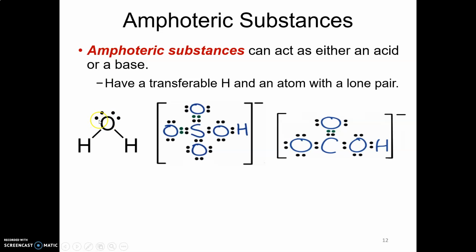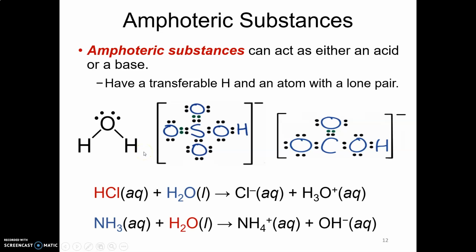So look at water. Water has a lone pair on it, so it could accept a proton. And if it accepts a proton, it becomes hydronium. We already talked about that. Or it could donate a proton, and if it loses an H, then it's just OH. But remember, it gets to keep the electrons, so it becomes OH minus. So it can form hydroxide.